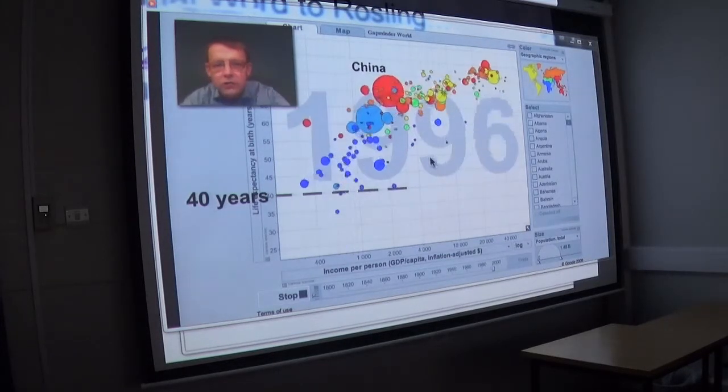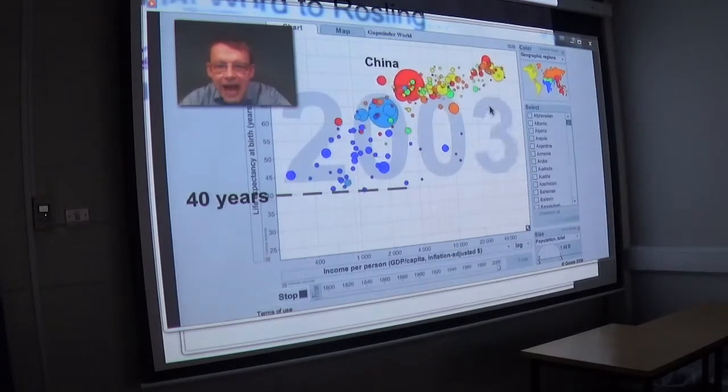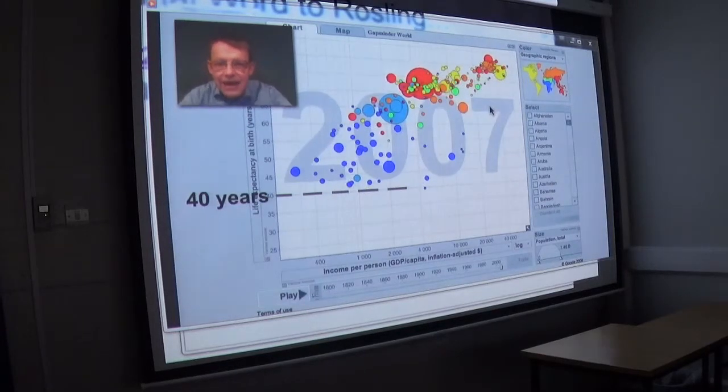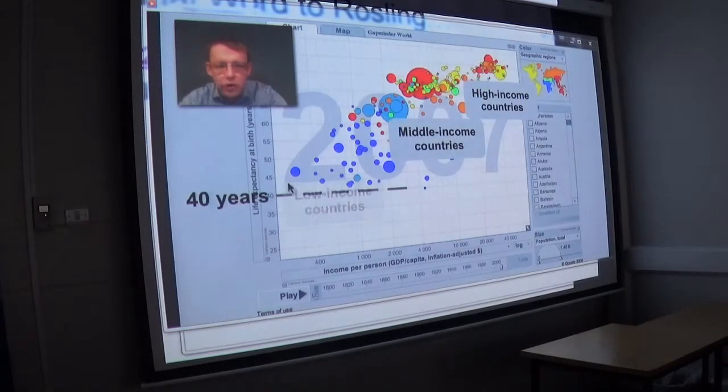Now economic growth starts in China also. And the Arab countries, the green ones, they get healthier. And here we are today. We have a continuous world from high-income countries with long life expectancy to low-income countries with very low life expectancy.